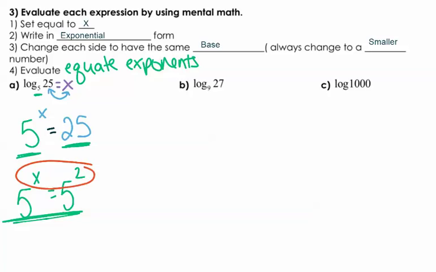Sometimes you're going to have to solve. In this case, we say x equals 2, and we're done. We don't have to solve for x.